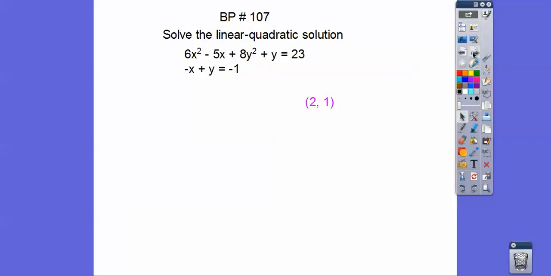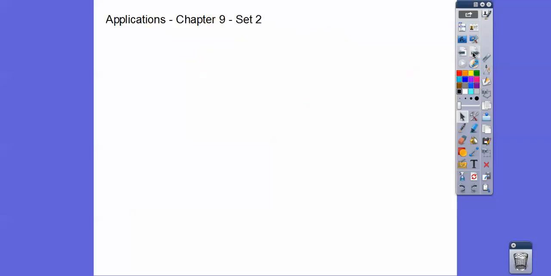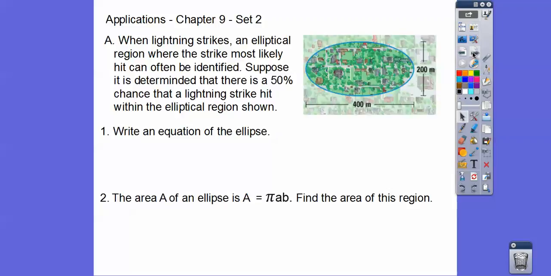So anyway, solve the linear quadratic solution, and so your answer is 2, 1. I'm going to go over that in class. But that's prior knowledge, and I want to spend more time doing this application. I don't know how long this is going to take.